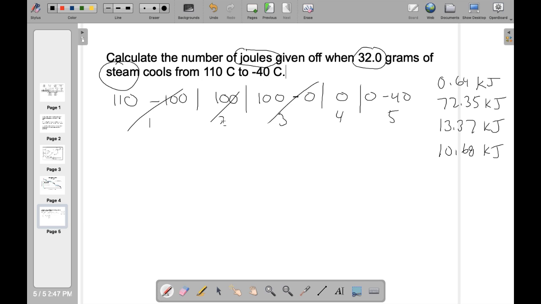Depending on the units, you may not have to convert into moles. Like I said, I've seen in some problems where it's just joules per gram, then you don't have to do that step, so keep that in mind.